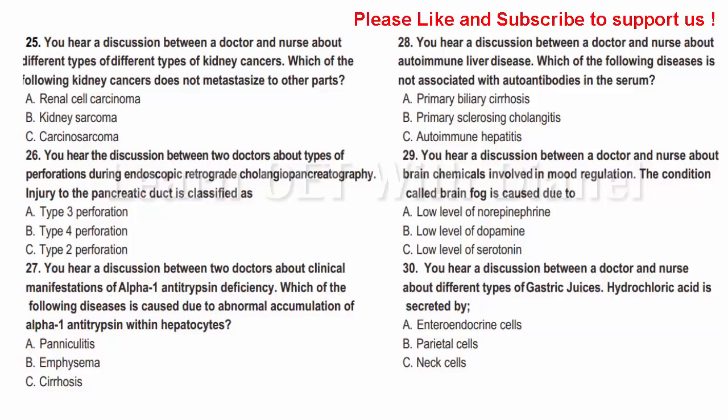Question 28. You hear a discussion between a doctor and a nurse about autoimmune liver disease. Now read the question.